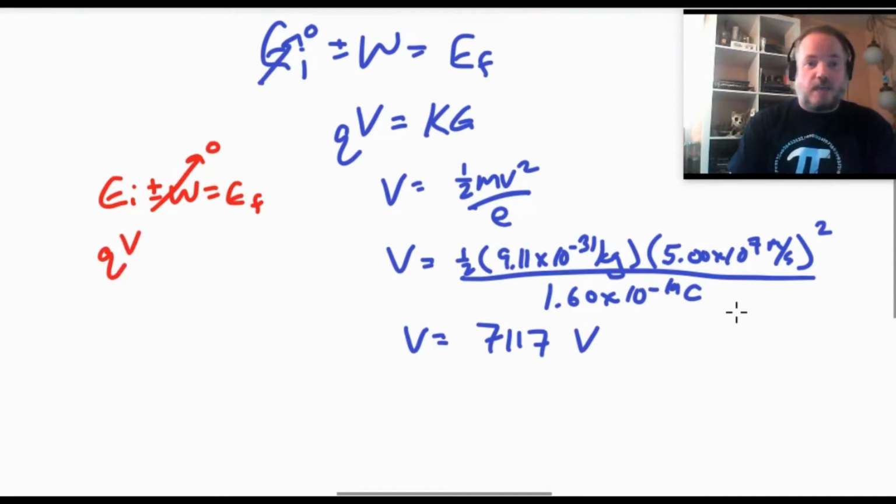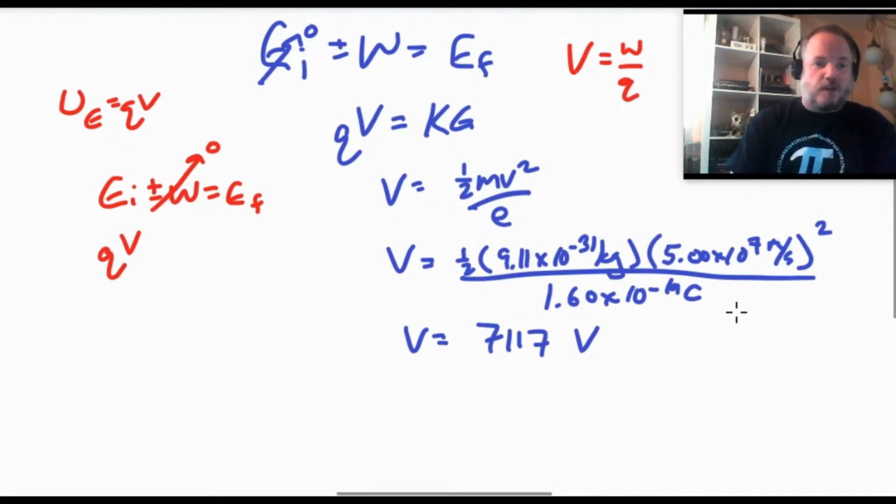Those of you taking AP Physics 2, your equation is potential energy equals QV rather than voltage equals work over charge. They're literally the same equation, but they look rather different, don't they? So QV equals 1/2 mv squared, and you go from there. It's the same thing.